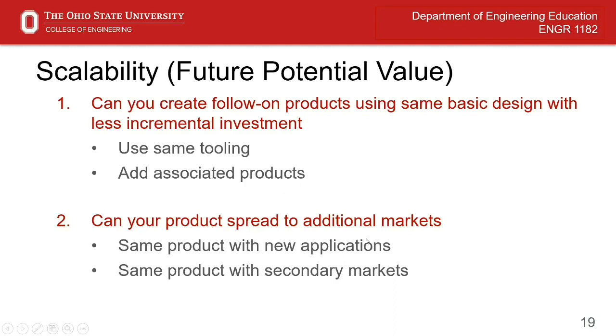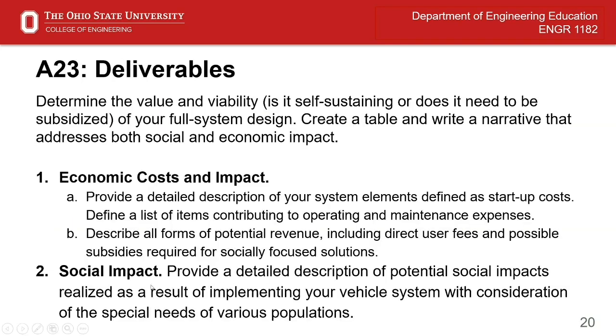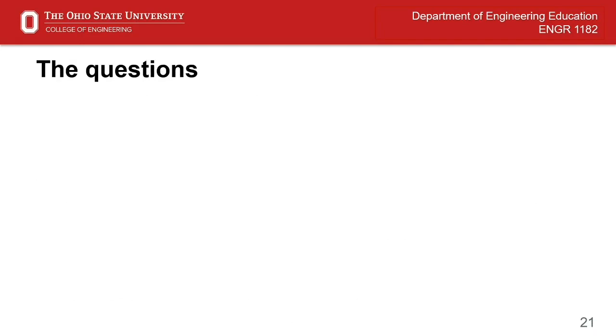Can your product spread to additional markets? The same thing with new applications, or the same thing with secondary markets. These are also potential ways to discuss and think about and conceptualize the value of your project. So again, the deliverables here: create that table, write some language for us so we understand your thought process about these, and include the economic costs, operating costs, startup costs, as well as revenue, and the social impact value as well.